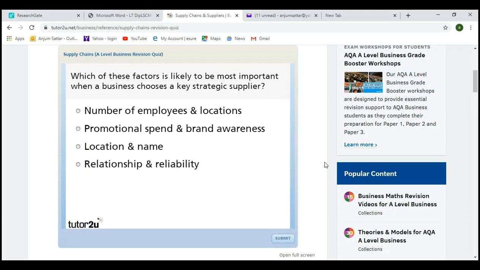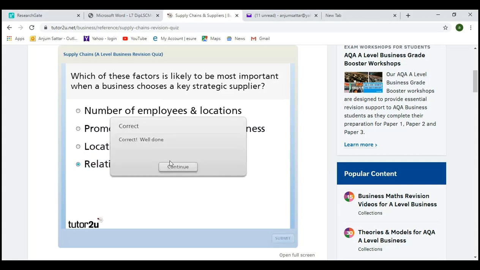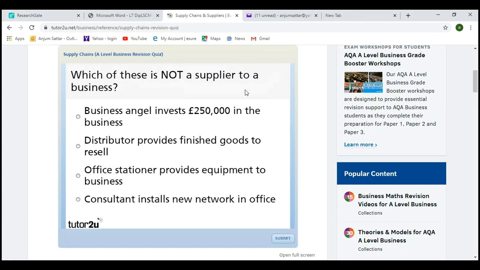Which of these factors is likely to be the most important when a business chooses a key strategic supplier? Fourth. Promotion? No, the fourth one, relationship. Relationship? Yes, well done, correct.